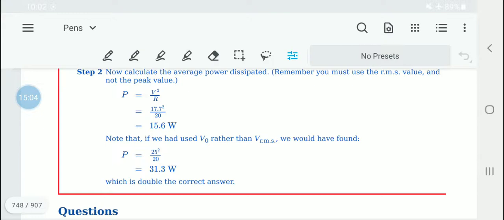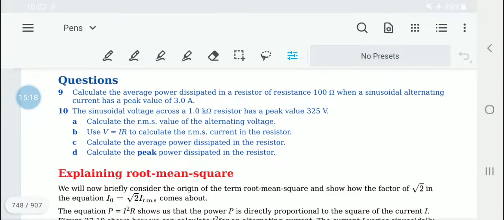So if we had used VO instead of VRMS, we would have gotten 31.3, which is double the correct answer. So I hope you understood. If you have understood, do question number 9 and 10.